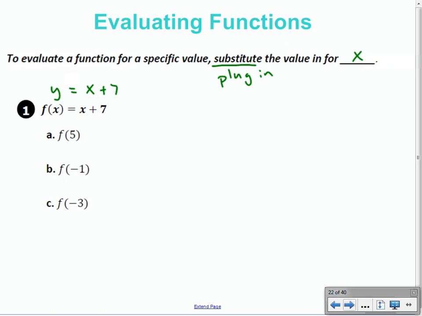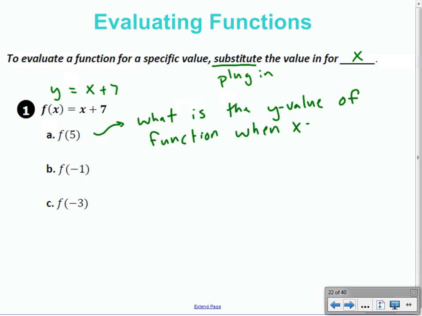What that means is we want to find what is the y value of the function when x is equal to 5. That's what I want you to mentally think. When you see f of 5, what you're trying to figure out is, what is the y value of this function, f of x, when we have an x value of 5?